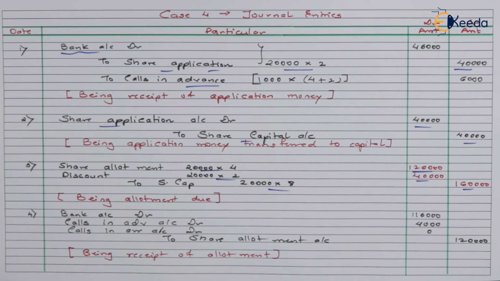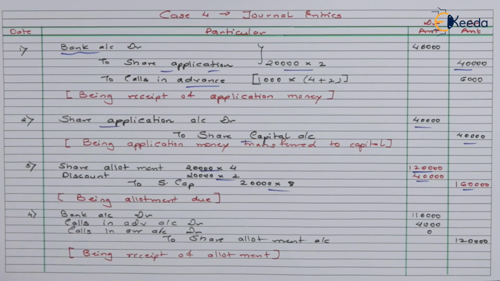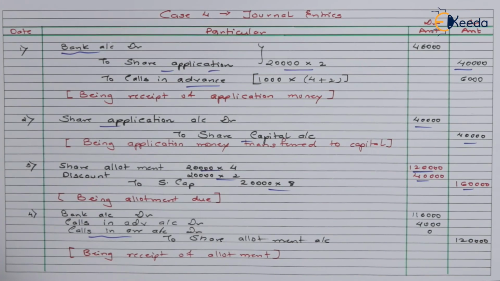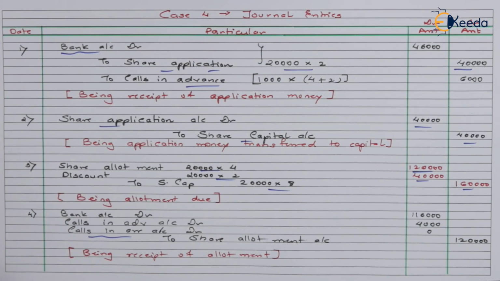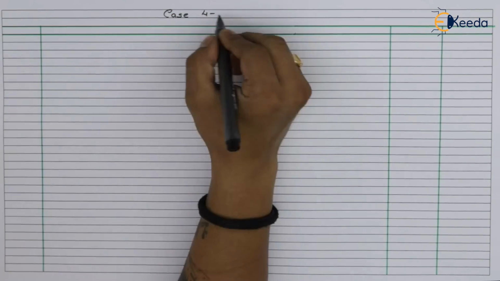Now, when it comes to receipt entry, we have to take that calls in advance into consideration as there are no calls in arrears until allotment. So, bank account debit, calls in advance account debit. If there are any calls in arrears also, they will be debited as we have mentioned in the entry, to share allotment account. Hence, out of 1,20,000, 4,000 we have already received. Hence, 1,16,000 is what we'll receive in our bank account. Now, let's go on to the next set of entries, which is final call due and receipt of that, post which we'll prepare the balance sheet of it.